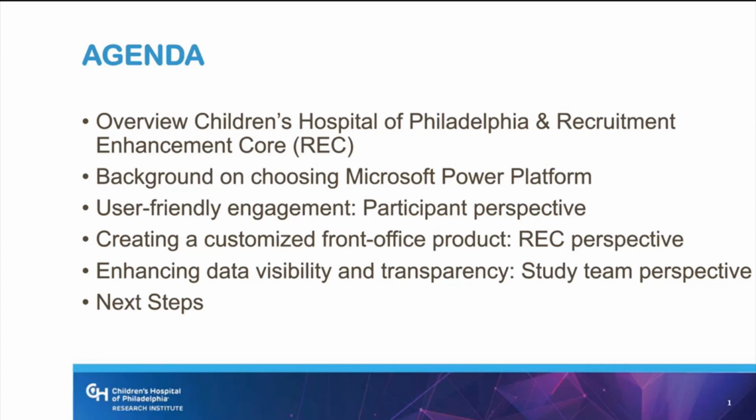We're going to give some background on choosing Microsoft Power Platform, and then we're going to go through different user groups. We'll talk about user-friendly engagement and how this automation has helped with the participant perspective. We're going to talk about creating a front office product and how the research team at CHOP can use this. And then we're also going to talk about enhancing data visibility and transparency, the study team perspective. Then we'll wrap up with some of the benefits of doing this automation as well as next steps.